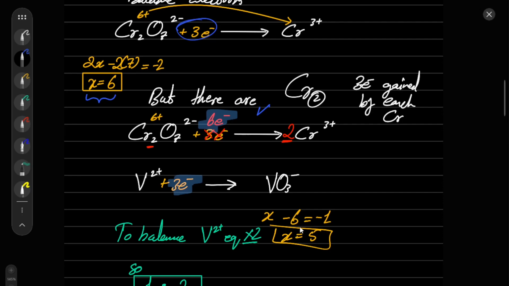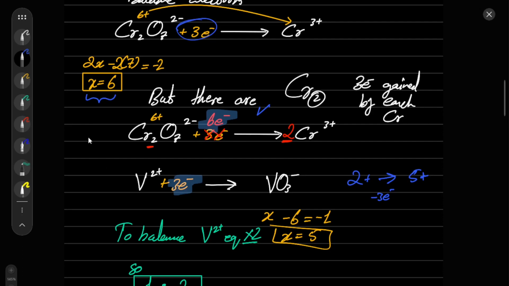The overall oxidation number that you get for vanadium on the right hand side is X equals 5, or 5 plus. So what that means is that it became from 2 plus to 5 plus. So that means that it must have lost 3 electrons. You get 3 electrons right there. Now, what is the imbalance?